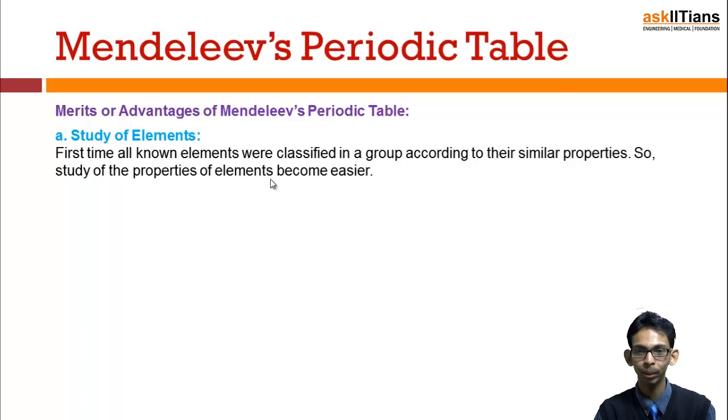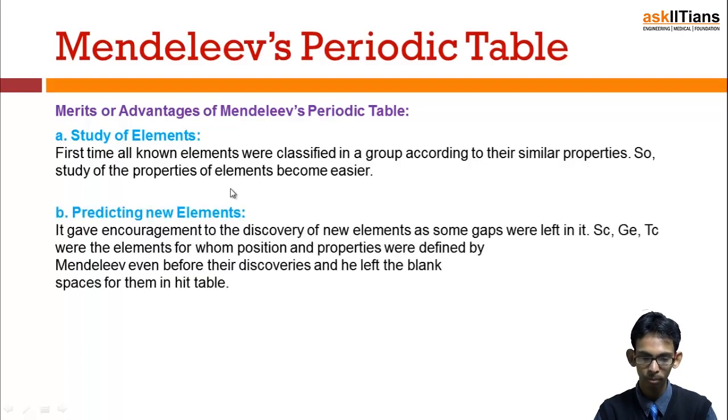Again, this was the special quality of the periodic table, that all the elements which come in a particular group have similar properties. So Mendeleev's periodic table made the study of the properties of elements easier. For the first time, all known elements were classified in groups according to their similar properties. So the study of the properties of elements became easier.